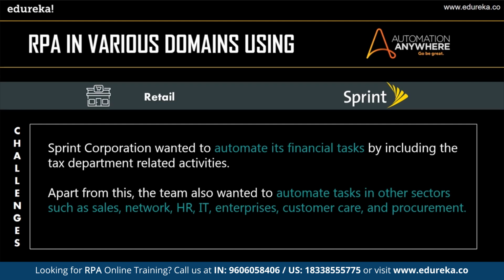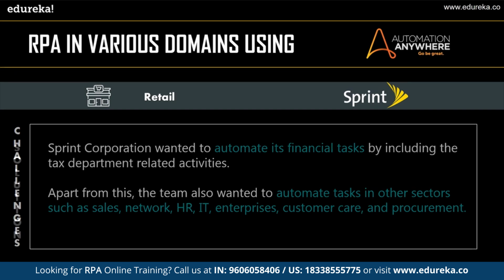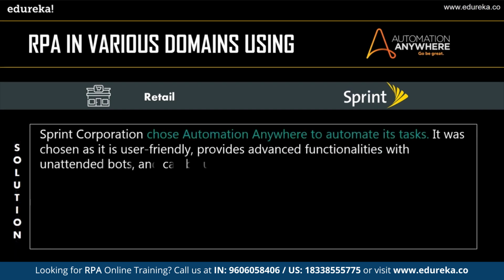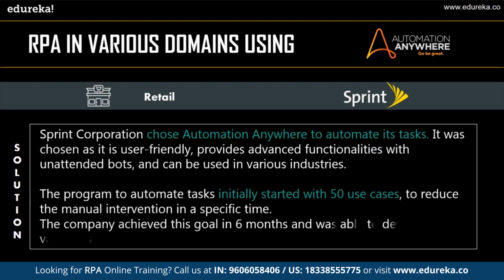So apart from this, the team also wanted to automate tasks in other sectors such as sales, network, HR, IT, enterprises, customer care, and procurement. To overcome these challenges, the Sprint Corporation chose Automation Anywhere to automate its tasks.